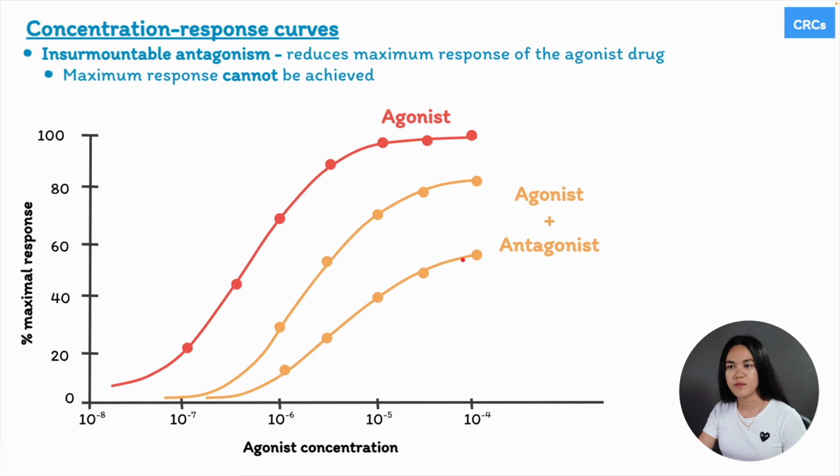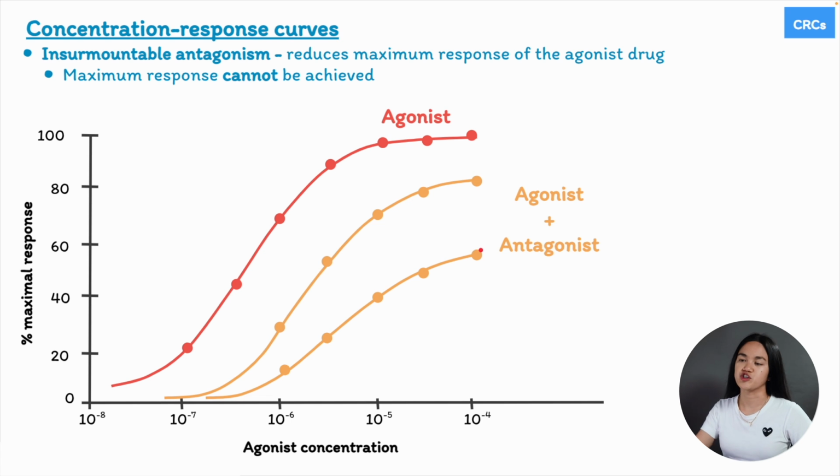In the case of insurmountable antagonism, no matter how much agonist drug is present, when the insurmountable antagonist reaches sufficient concentrations, it prevents the agonist from achieving the maximum response. Okay? So these curves reach a maximum plateau below the response obtained with the agonist drug alone. Okay? To summarize, in insurmountable antagonism, we see a rightward shift in the CRC, similar to competitive antagonism. However, the distinguishing feature is the reduction in the maximum response.